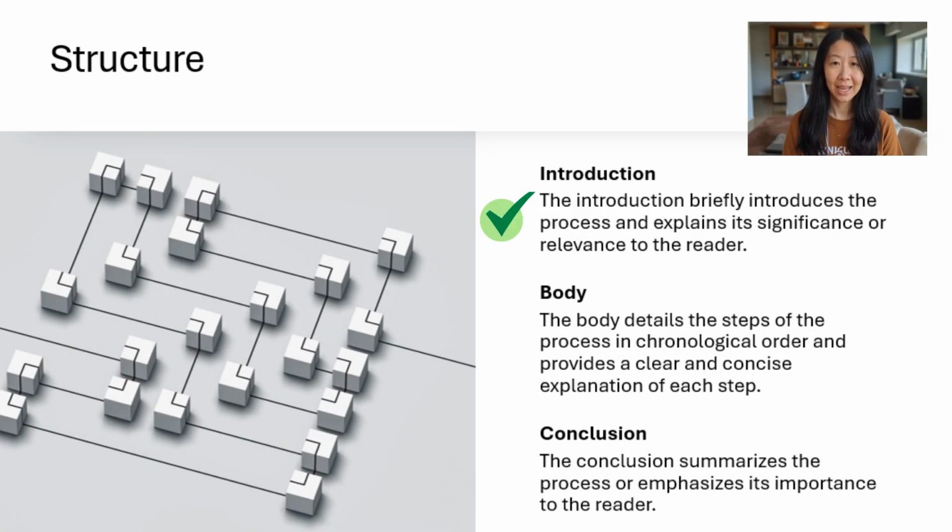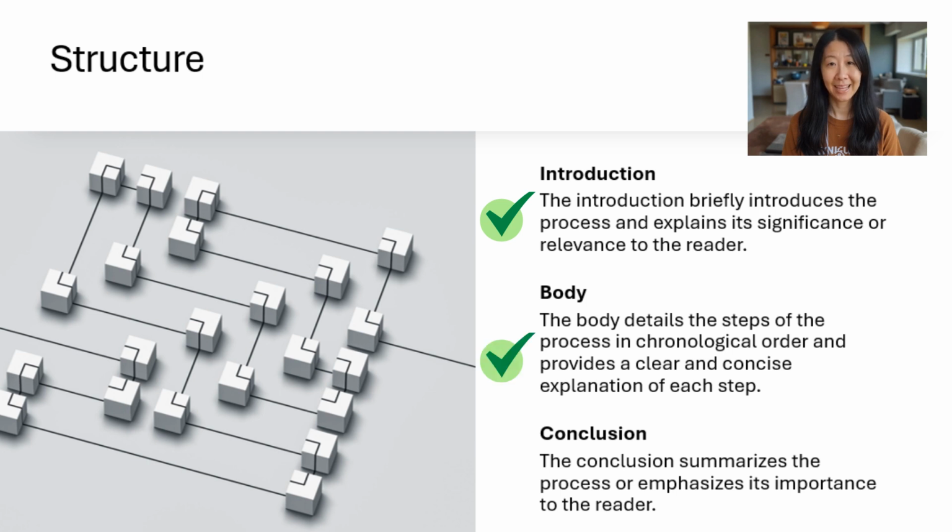Your essay should begin with a clear introduction. In this opening segment, you briefly introduce the process and highlight why it matters. This could mean explaining its practical value, its relevance to the reader, or how understanding the process will help solve a particular problem. The introduction sets the tone and provides context for the essay.